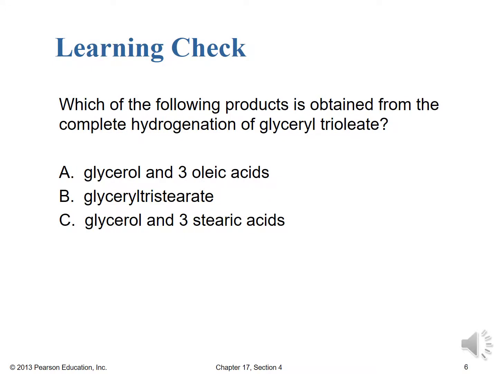All right, so let's pause for a learning check before we move forward. Which of the following products is obtained from the complete hydrogenation of glyceryl trioleate? Do you get A, glycerol and 3 oleic acids? Do you get B, glyceryl tristearate? Or do you get C, glycerol and 3 stearic acid residues? Go ahead and answer this question. Stop the video if you must, and once you're ready to check your work, start it back up. Good luck.